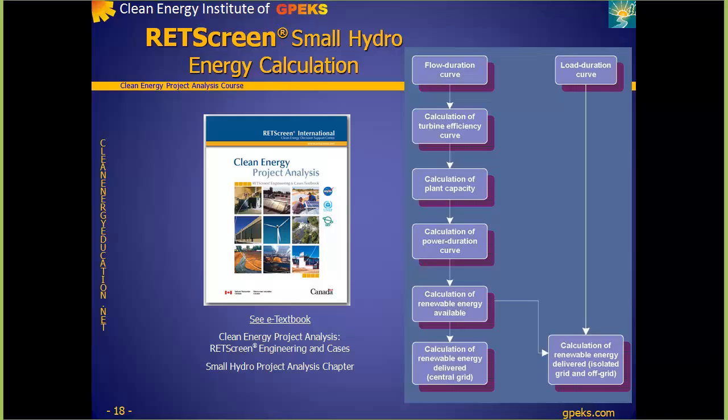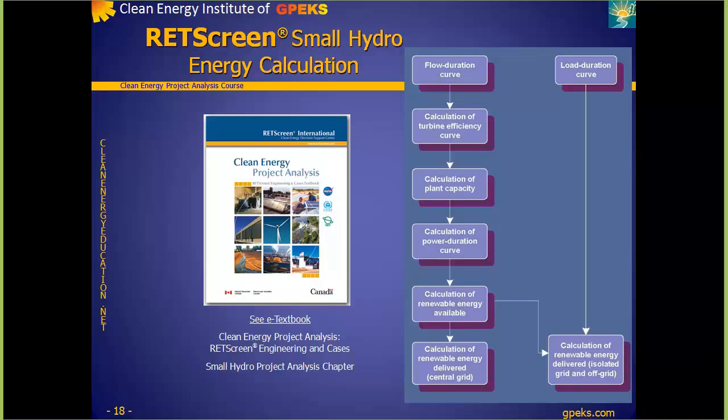The first step is the calculation of turbine efficiency as a function of flow rate. A number of empirical relations are used to do this. These relations are specific to the type of turbine employed. The user is also free to bypass this calculation and enter data describing the turbine efficiency as a function of flow.